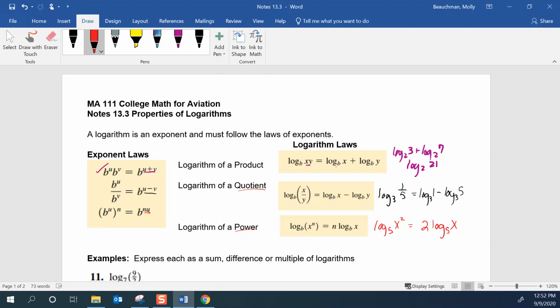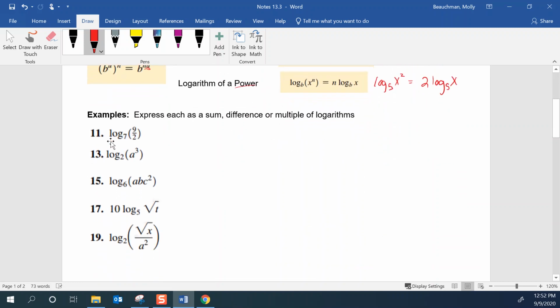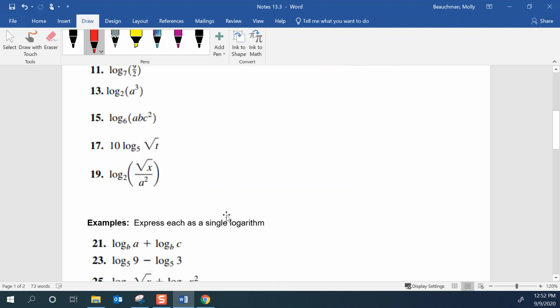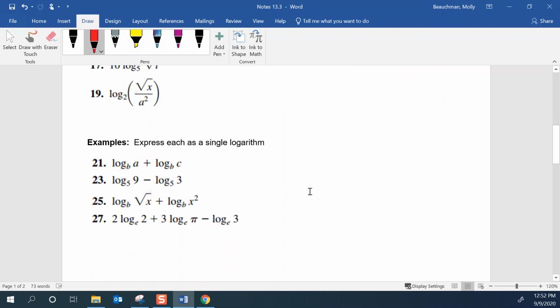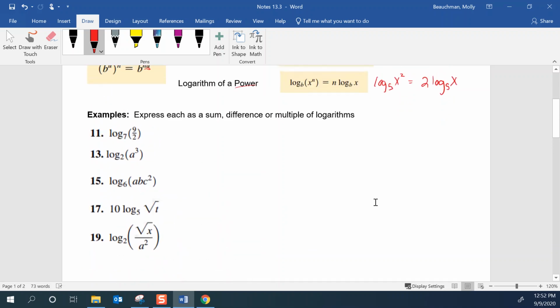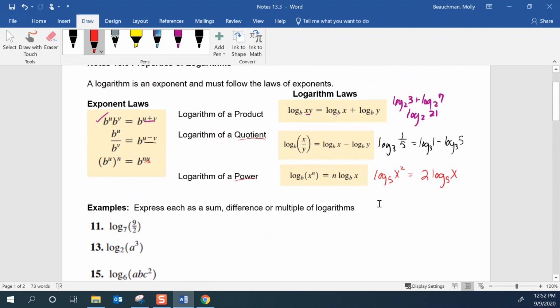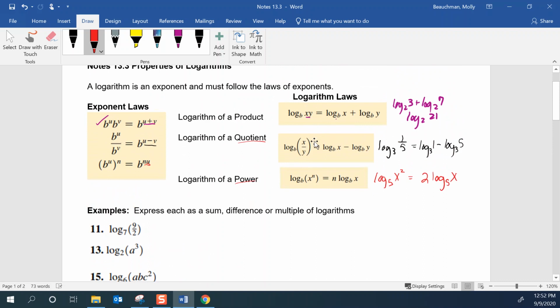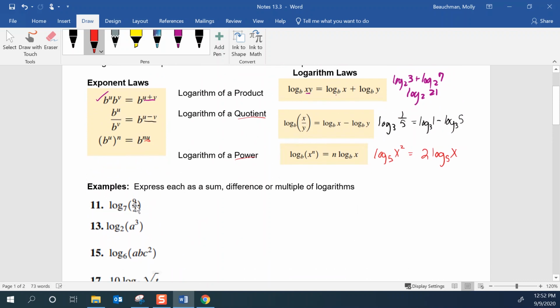All right, so what do we do with the properties? Well, we're going to practice a little bit taking logarithms and then expressing them as a sum, difference, or multiple by expanding them. Then we're going to take expanded logarithms and express them as a single logarithm just to get some practice with the properties. So we take a look at number 11. The three properties we're looking at are the product, quotient, and power.